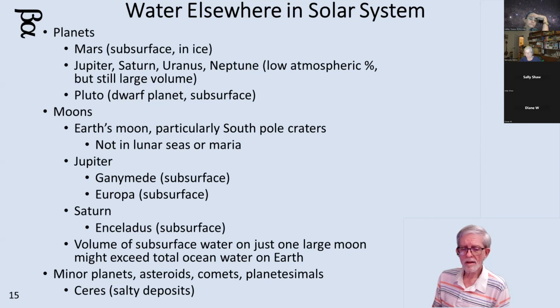And then there are the minor planets, asteroids, comets, planetesimals. We certainly know that the minor planet Ceres has salt deposits on the surface of it, and the salt deposits are usually from some kind of liquid chemistry that gets evaporated off into space, and you're left with the salt deposits. So we don't know where they came from exactly, but could have been water on the surface of Ceres that dried up.